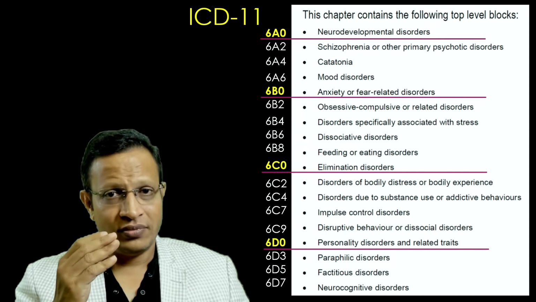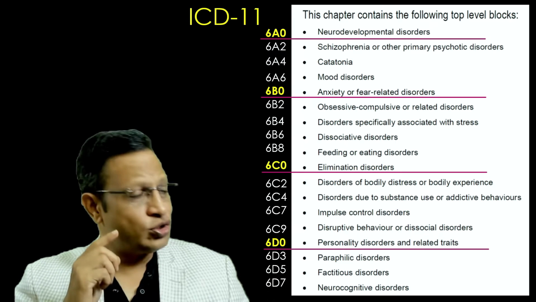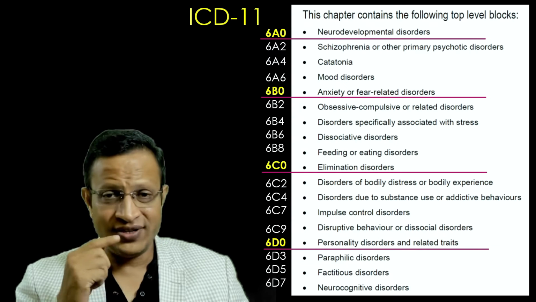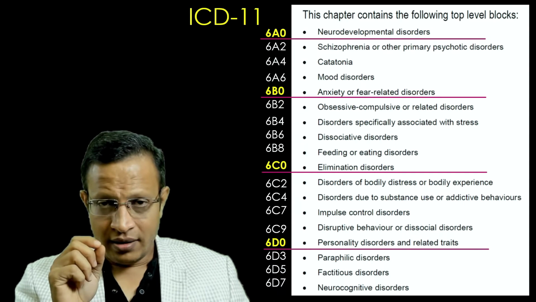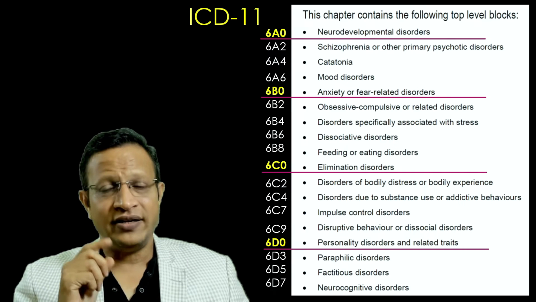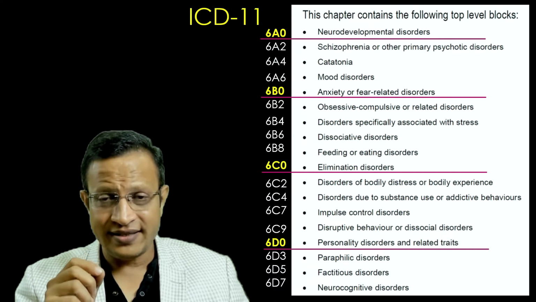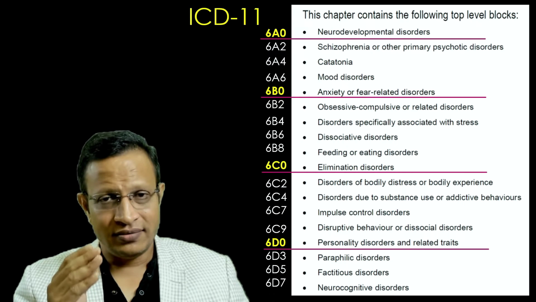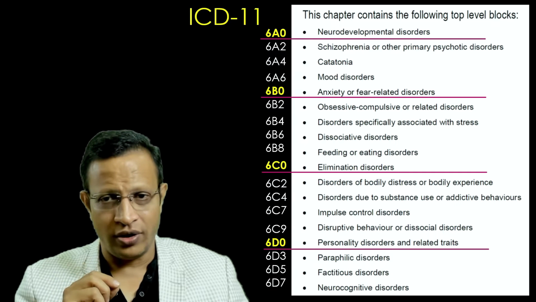As I mentioned, the first character is the chapter number, 6. So whenever you are going to code for psychiatry, the first number will be 6. And then A, B, C, D, depending upon the categories of psychiatric illnesses. And the third and fourth characters will invariably be the subgroup of psychiatric disorders.